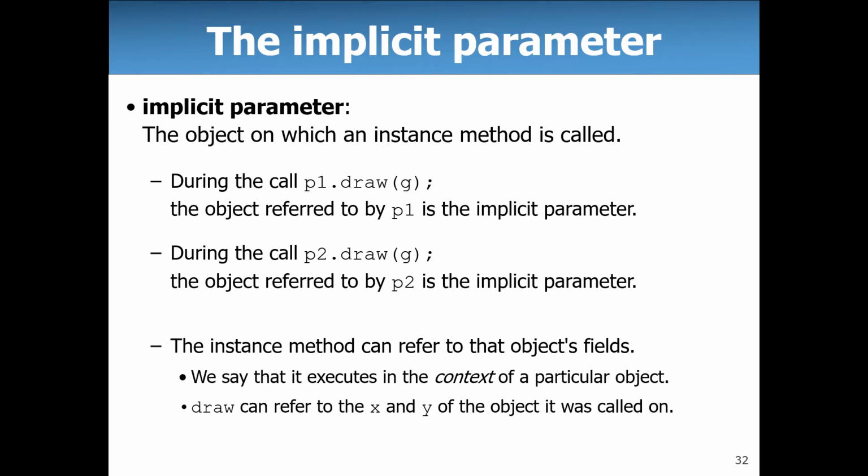What they often say is that this is an implicit parameter: whenever you have an instance method, the object itself is passed along as an implicit parameter. It's implied that the object knows everything about itself.